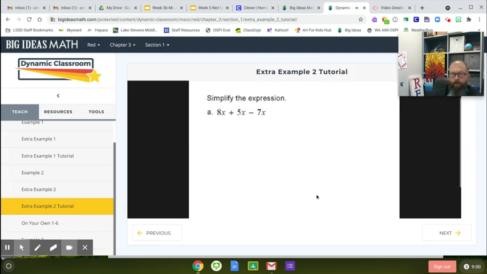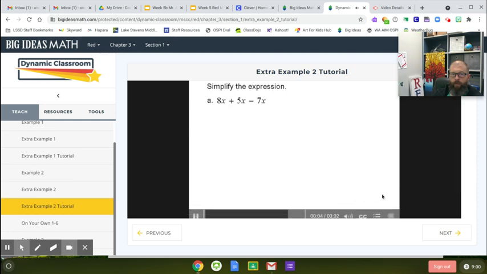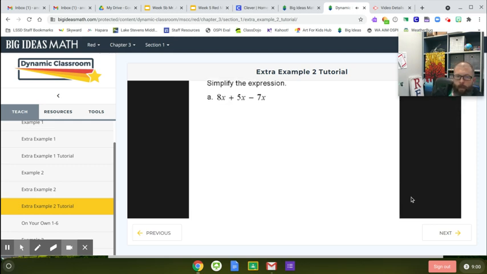Simplify the expression 8x plus 5x minus 7x. The first thing we want to do is rewrite the expression replacing subtraction with adding the opposite. The expression is 8x plus 5x plus negative 7x. An expression is simplified when there are no like terms or parentheses. So let's identify the like terms. Remember that like terms have the same variable raised to the same exponents.